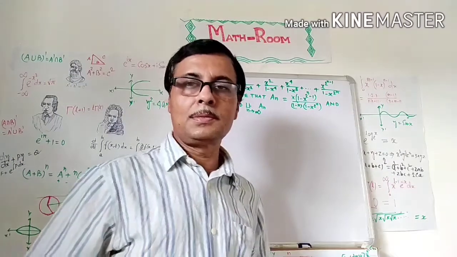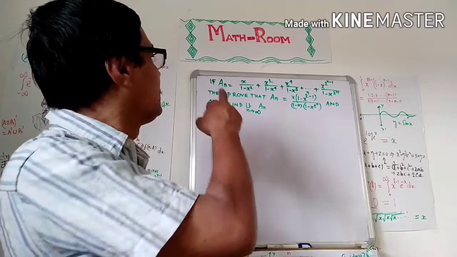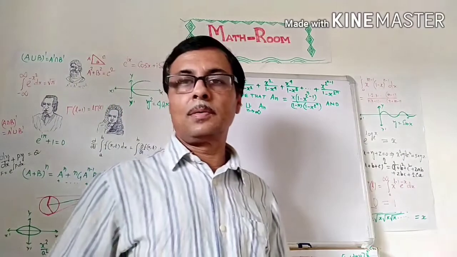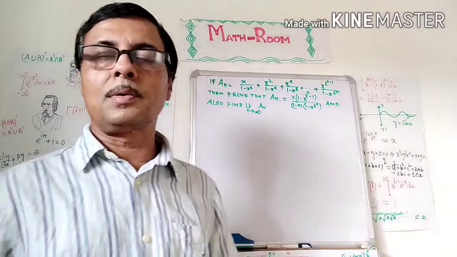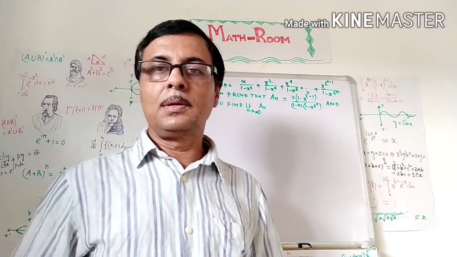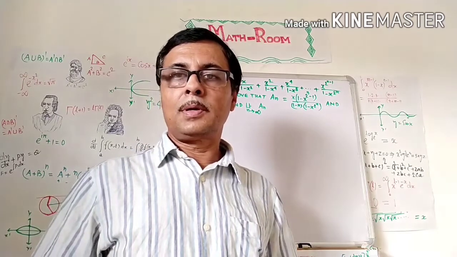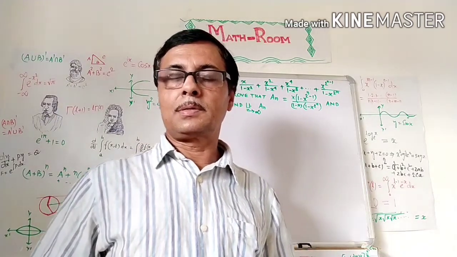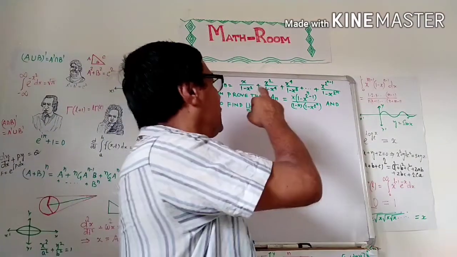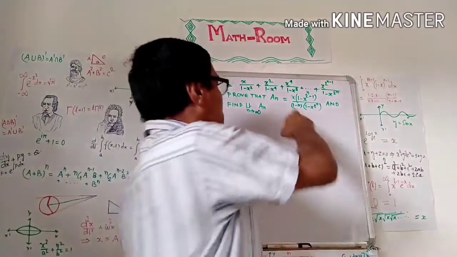Here the problem is a finite series. Given a finite series, S_n equals x over 1 minus x squared plus x squared over 1 minus x to the power 4 plus x to the power 4 over 1 minus x to the power 8 plus dot dot dot plus x to the power 2 to the power n minus 1 over 1 minus x to the power 2 to the power n. We have to prove that the sum of this finite series is this.